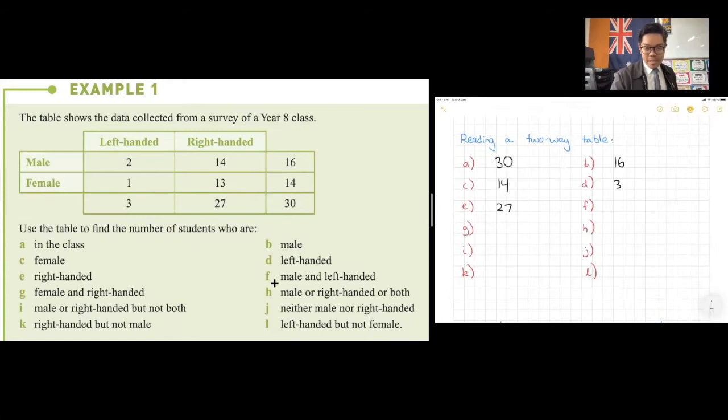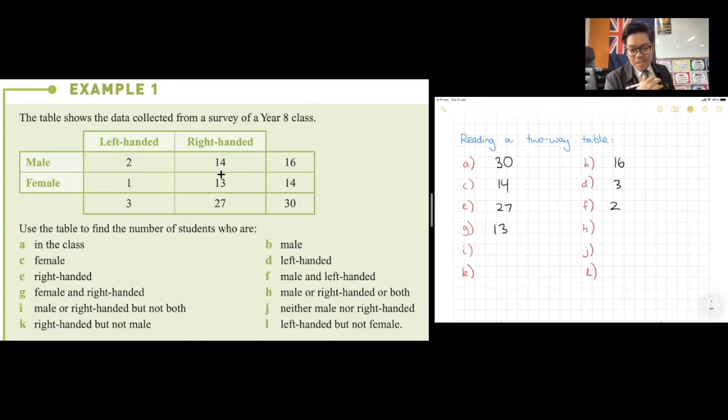Now, F, let's take a look at this one. How many are male and left-handed? If we look at male and left-handed, we're going to look for this little box here that crosses between the both. So male, left-handed, there must be 2. So there are 2 males that are left-handed. If I look at G, female and right-handed, I'm going to look at the female, and find the part where it intersects with the right-handed. So female and right-handed, my number there is 13, so there must be 13.